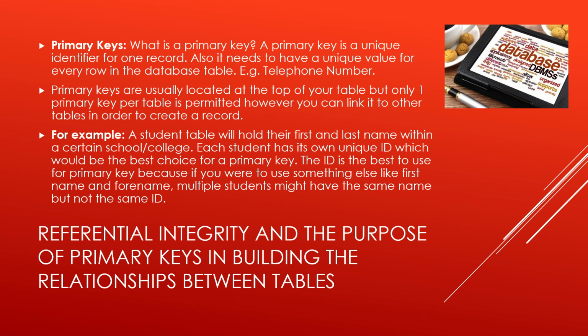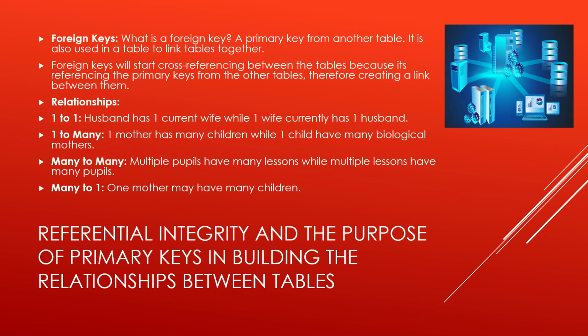For example, a student will hold their first and last name within a certain school or college, doesn't matter. Each student has their own unique ID, which will be the best choice for a primary key. The ID is best to use as a primary key because if you were to use something else, like first name or forename, multiple students might have the same name, but not the same ID, making it confusing and duplicating data, etc.